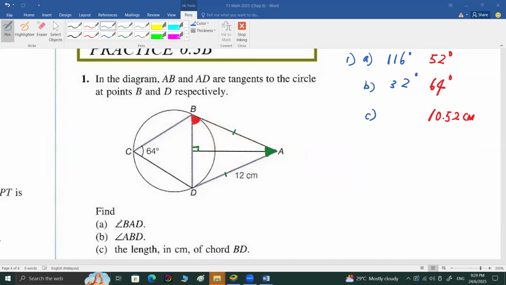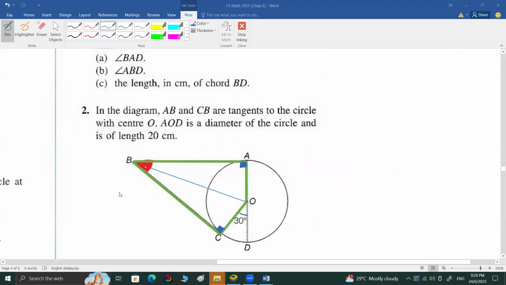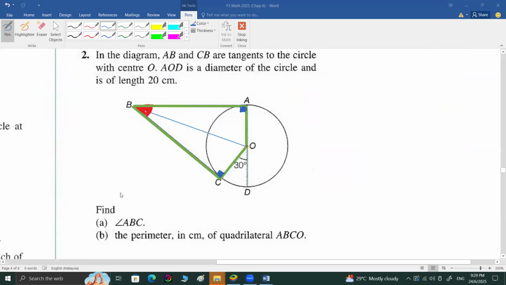What about number 2? Done or still? So number 2, just to hint you, you can draw a middle line. You see yours one and mine one? You can add one line there. Why I add the line there? Because I want to get a suitable right angle triangle. Okay, keep trying question 2.